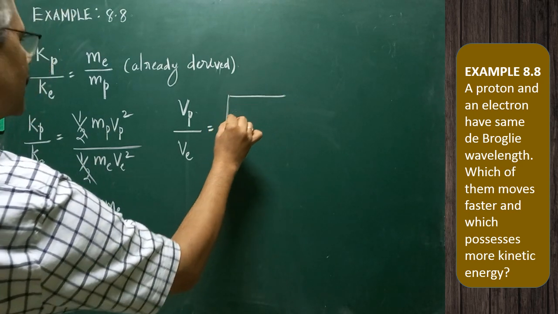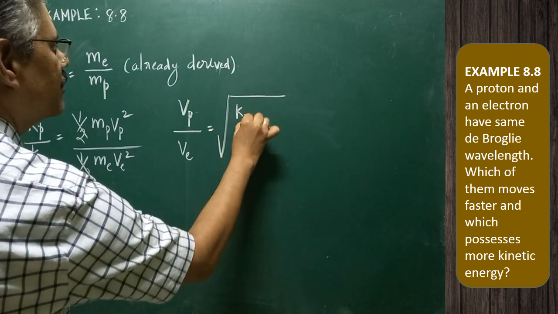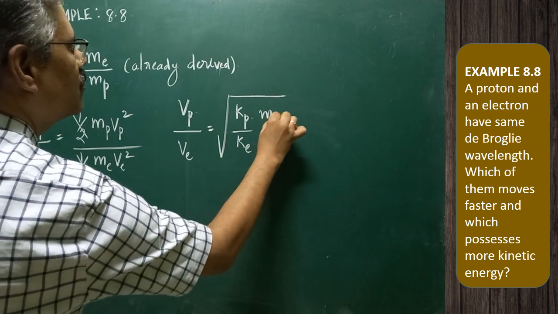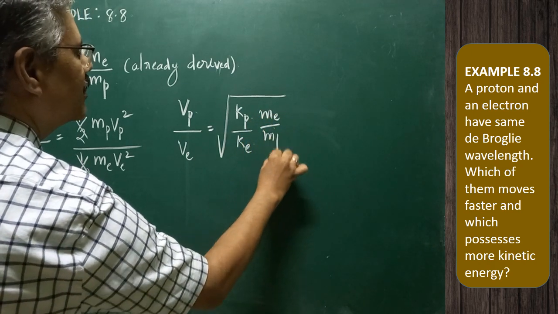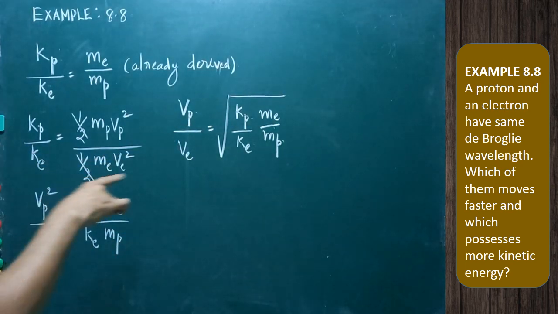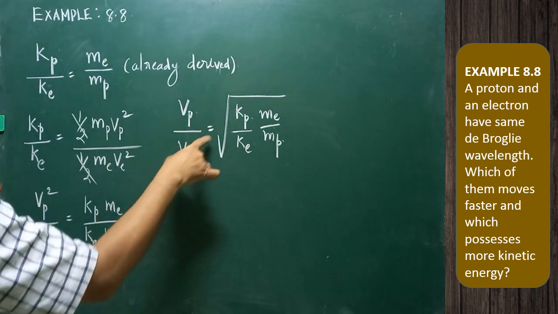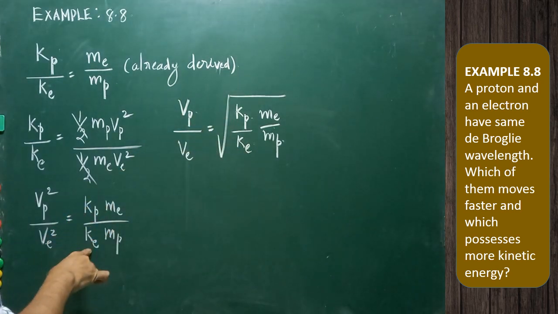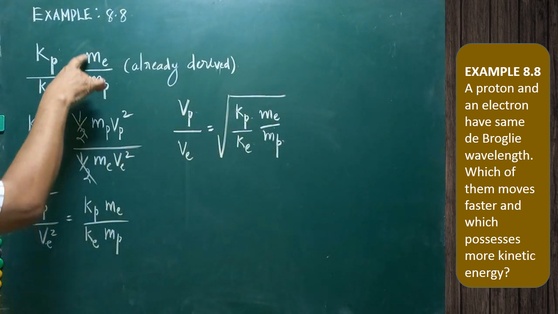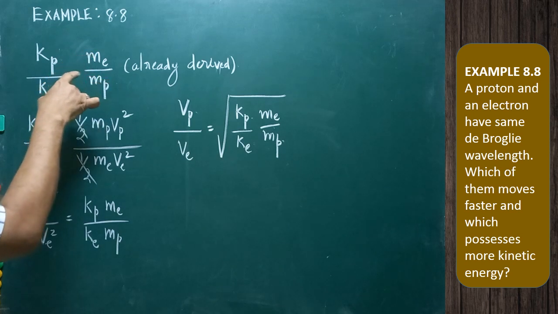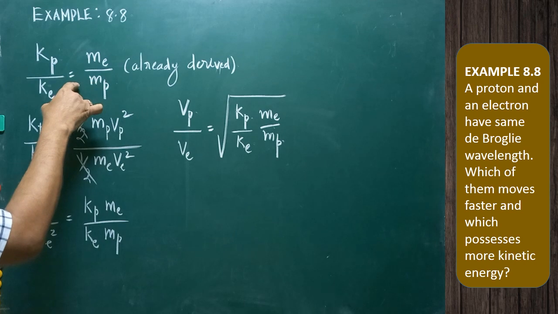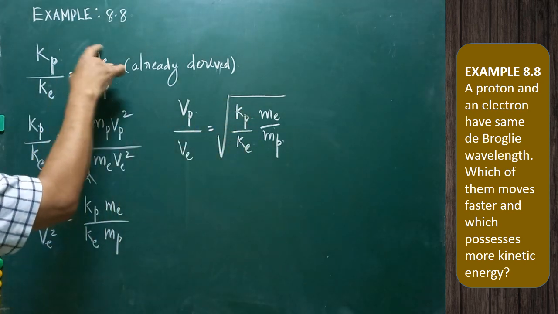Vp divided by Ve is equal to Kp divided by Ke into Me divided by Mp. Are you clear? Take the square root on both sides, and finally you will get the expression like this: Vp divided by Ve is equal to the square root of Kp divided by Ke into Me divided by Mp. Look here, this expression was already found out. Instead of Kp by Ke, which one can be written? This factor is to be replaced by this factor.